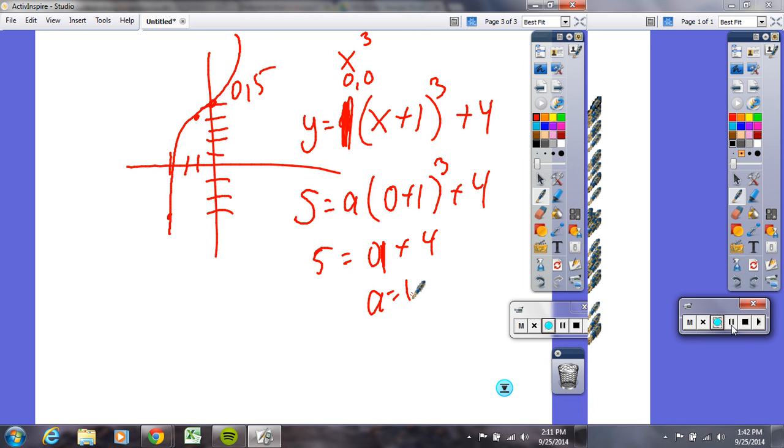I'll just make sure. Negative 3. Negative 3 plus 1. Negative 2. Negative 2 cubed. Negative 8, right? Times a plus 4 equals what? What number is here? Negative 4, so I subtract the 4. Negative 8 equals negative 8a. It doesn't matter what point I get, I still get a to be what? 1. And I can write an equation.